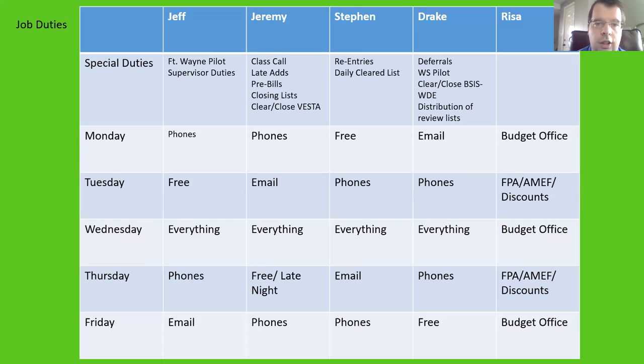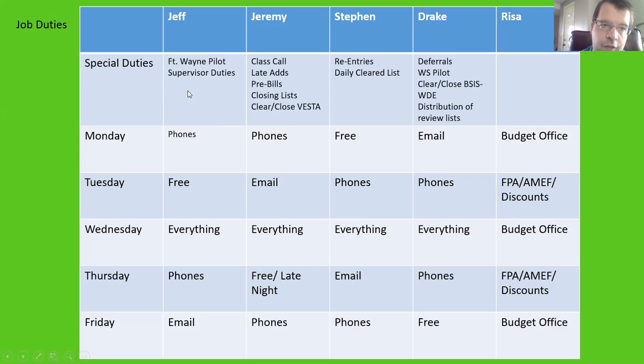So, job duties. There are certain duties that are shared across the board among different members of the class start team. There's phones, emails, and a free day. Everyone gets 2 days that they're on phones, 1 day that's free, 1 day that's email. And these are divided among the 4 full-time members, which would include Jeff Panazzo. And Risa does more of the busy work and actually splits her time between the budget office and the student account services team. But on top of that, the individuals have their own unique jobs and roles.